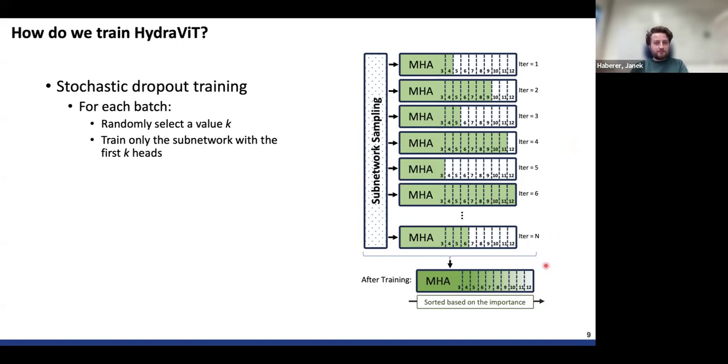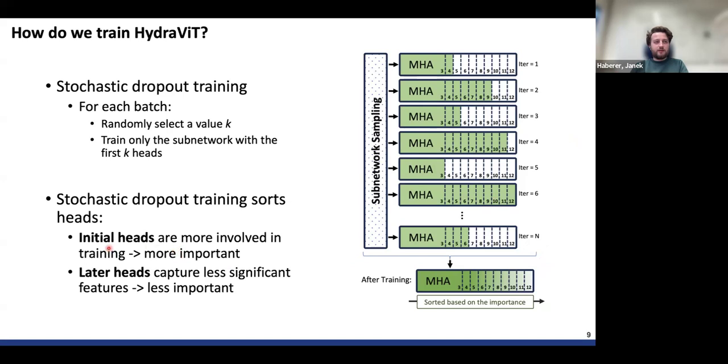And as a result, what happens is that the initial heads, the smaller heads, they get more gradients. They are more involved in the training. So in a sense, they are more important. And vice versa, the later heads are not that important. They are just there to inch out a few more % of the accuracy, right? Whereas the first heads are trying to do the major lifting.